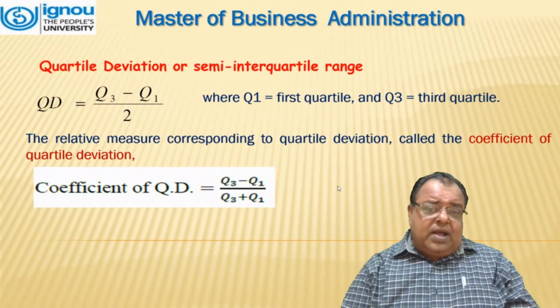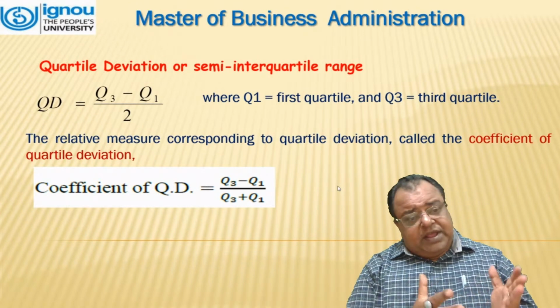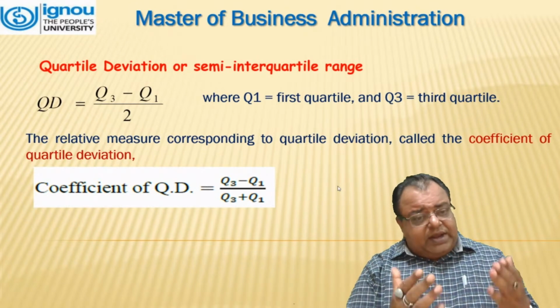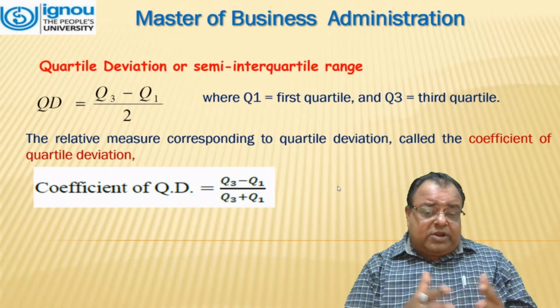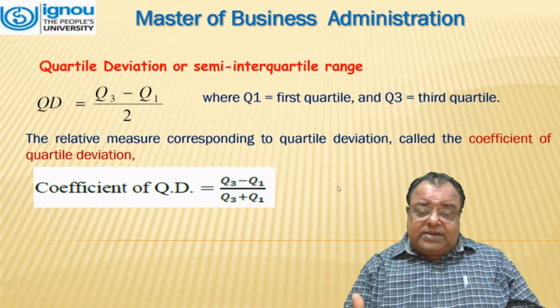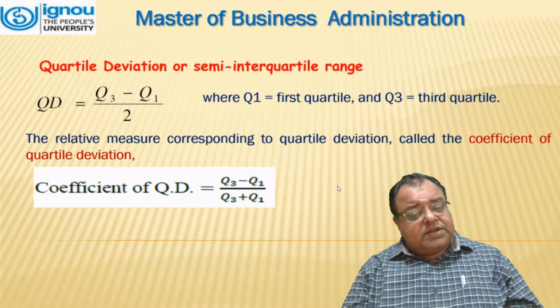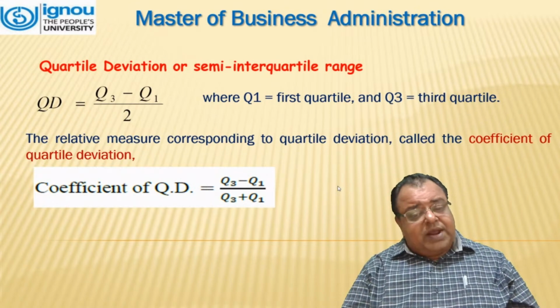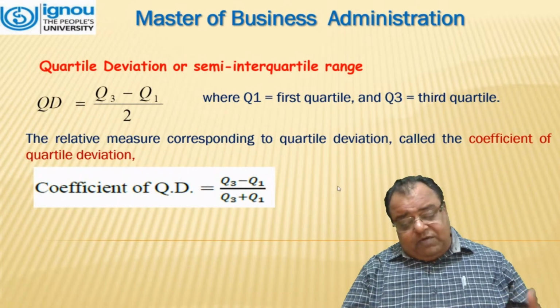Now, what is quartile deviation? Quartile deviation is basically the difference between Q3 and Q1 divided by 2. The relative measure corresponding to quartile deviation is the coefficient of quartile deviation. That is Q3 minus Q1 divided by Q3 plus Q1. We know how to calculate Q3 and we know how to calculate Q1.